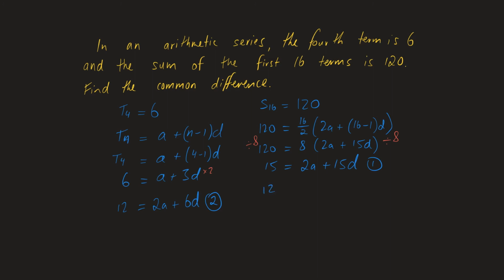So we have 12 equals 2a plus 6d. Subtracting that, 15 minus 12 is 3. That'll equal 0, 15d minus 6d will equal 9d. So finally, divide both sides by 9. And therefore, d is going to equal 1 over 3. So we have found our solution to find the common difference, which is 1 over 3.